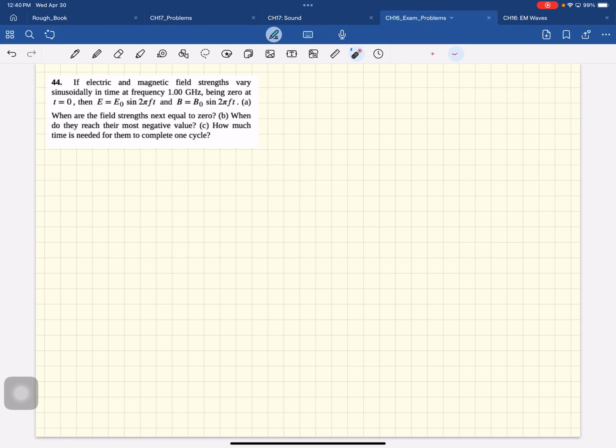Okay, in this problem, you have the electric and magnetic field strengths varying sinusoidally in time at a frequency of 1 gigahertz, being 0 at t equal to 0, then E equal to E naught. So there is the electric field and there is the magnetic field. When are the field strengths next equal to 0? So they're varying sinusoidally, and the electric field at t equal to 0 is 0, and so on.